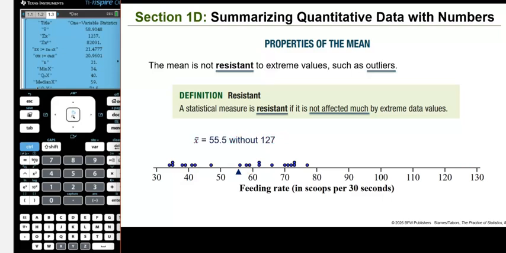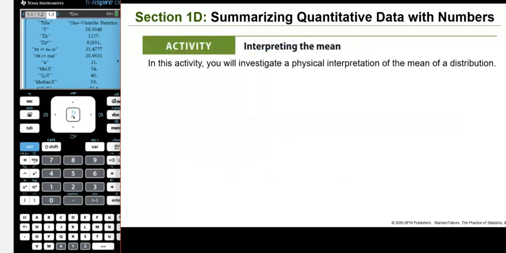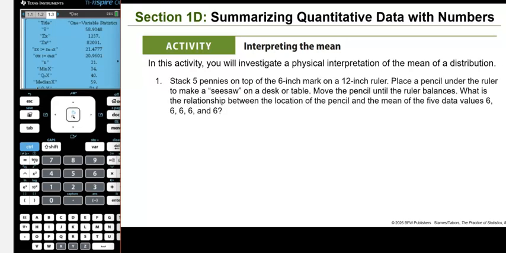The median did not change much, by the way. The median was, I think, 58.5. It went to 59, so it changed a teeny bit, but not much. The mean changed much more, which is what an outlier does. It may or may not even affect the median, but it'll definitely affect the mean. The mean is not resistant. It's very affected, in other words, by that outlier.